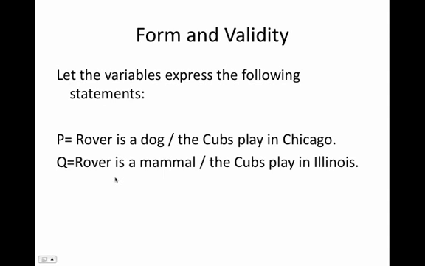Got it? Well, let's let the variables represent the following statements then. P will stand for Rover is a dog, the Cubs play in Chicago. Q will stand for Rover is a mammal, the Cubs play in Illinois.